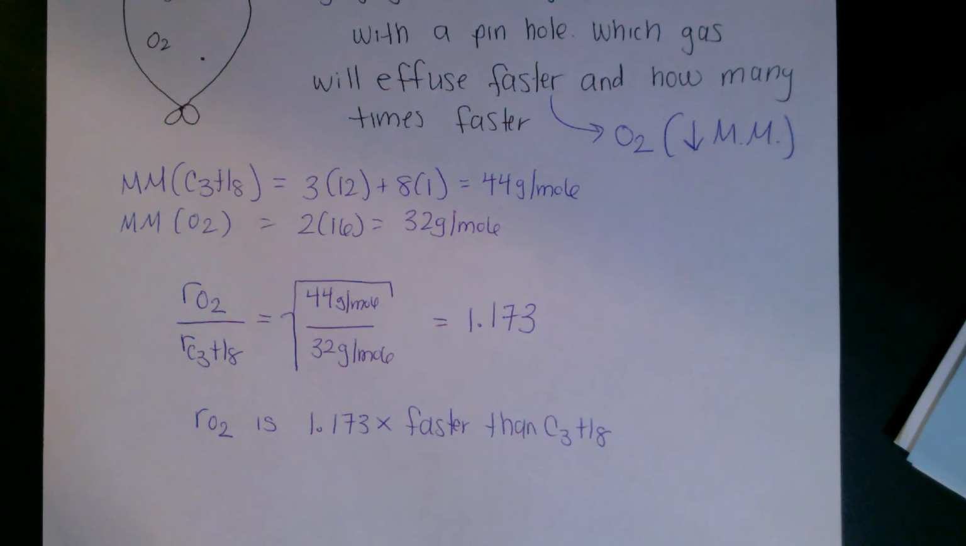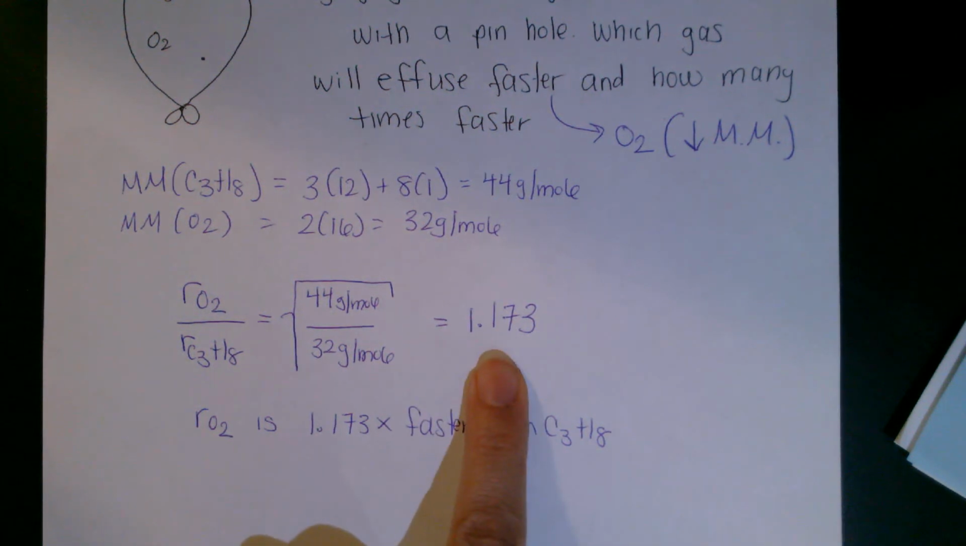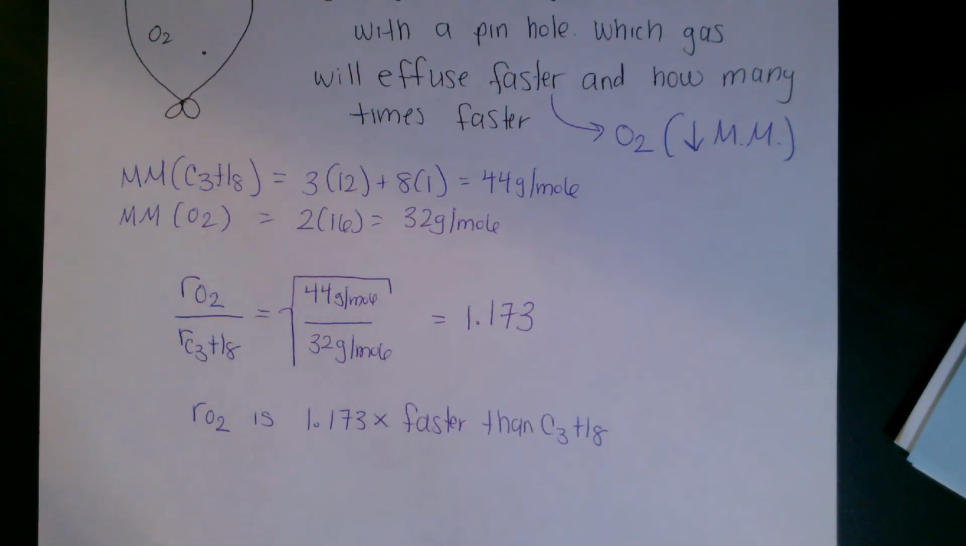If we would have chosen something a lot larger, like xenon hexafluoride, we would have seen a huge difference here because xenon hexafluoride is going to have a really, really large molar mass. So that's a big, heavy gas, and we would see a really large difference in the rates of effusion.